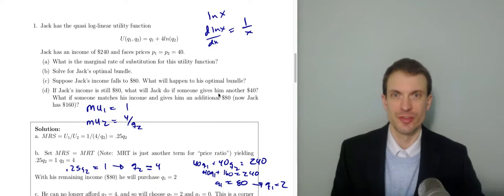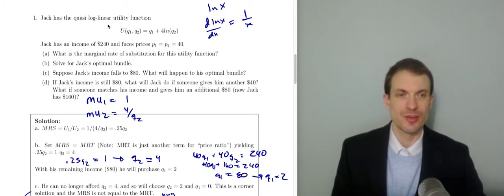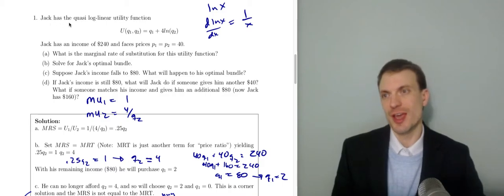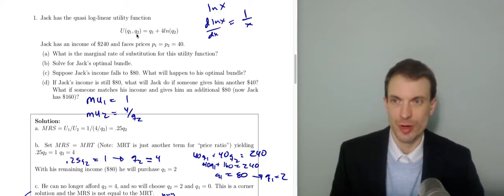In this video, I'm going to do a walkthrough of 4 exercises that are relevant for consumer theory. So utility maximization type questions. We'll start off. Jack has the quasi-log linear utility function. Utility coming from good 1 and good 2 is going to be the sum of the amount of good 1 and 4 times the natural log of good 2, or the consumption of good 2. Jack's income is $240, and he faces prices of $40 each.